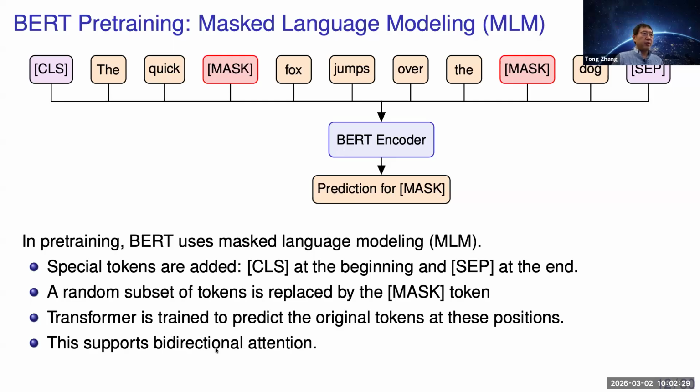But this one does support bidirectional, right? So I think I need to mention this parallel. Maybe I'll just add another sentence to say all the masks can be parallel decoded.